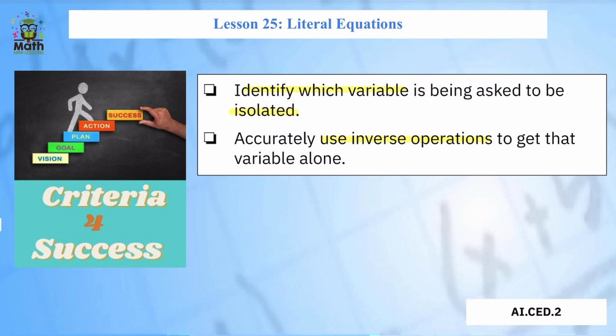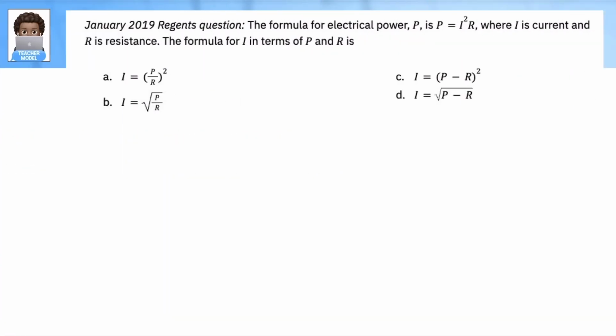So let's jump in. Here's our first one. It was a Regents question in 2019. The formula for electrical power P is equal to I squared R, where I is the current and R is the resistance. The formula for I in terms of P and R is equal to. So in other words, I want to know what I is equal to. That's our goal.